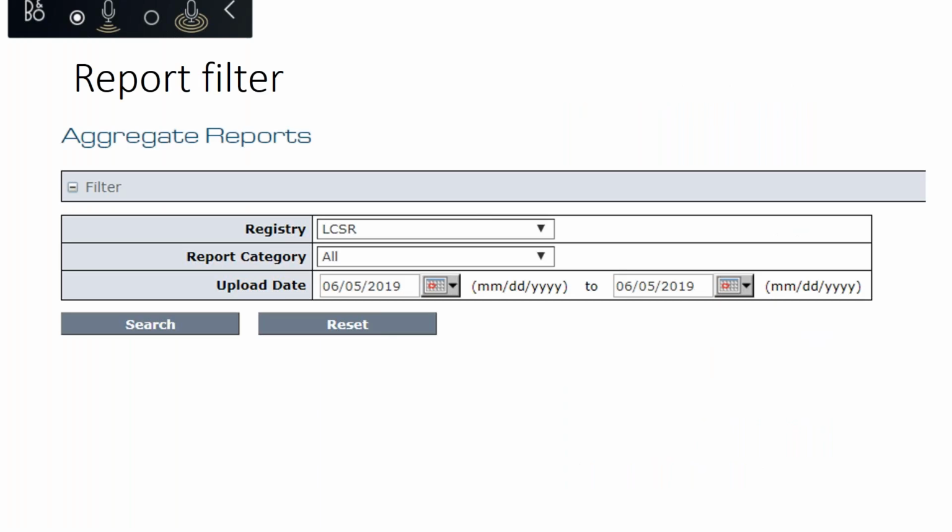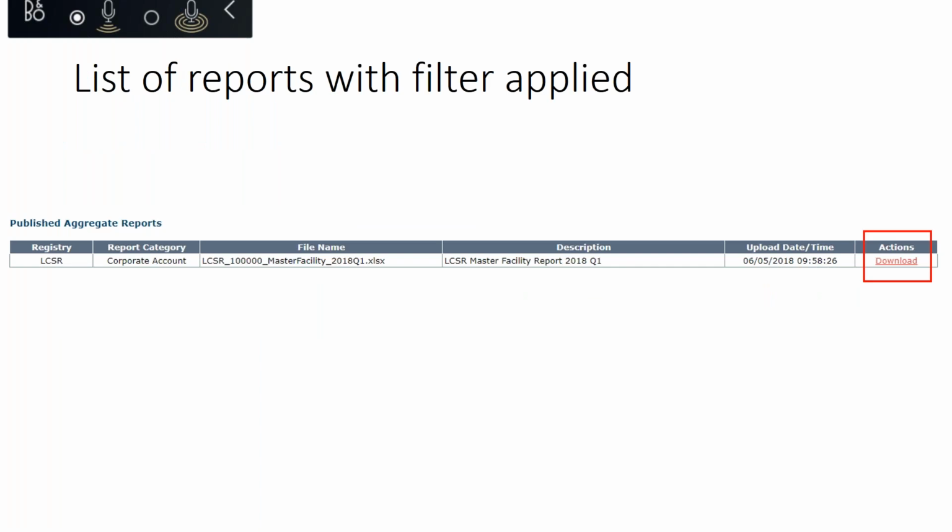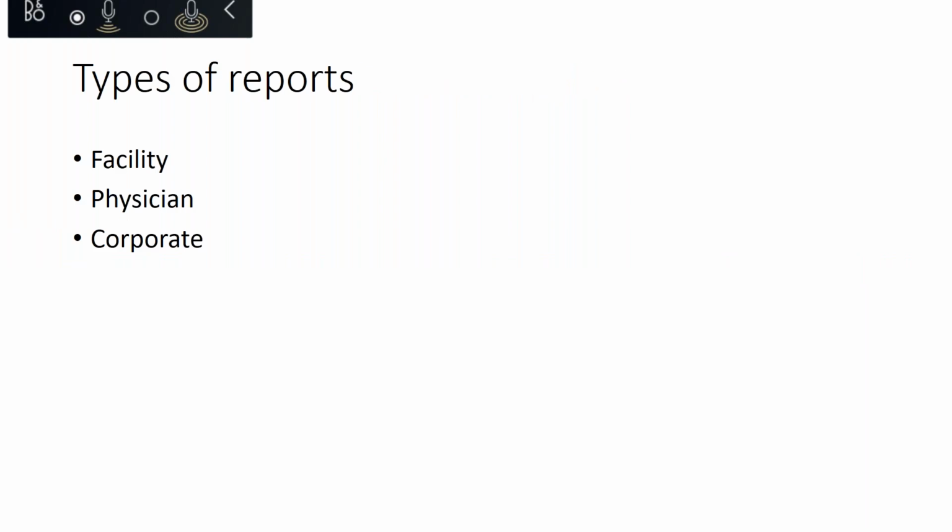You can filter by registry, report category, and upload date. There are 2 report categories, facility and corporate account. A facility report includes data from one facility only. A corporate account report shows data from all facilities belonging to a specific corporate account. You'll see the registry, report category, file name, description, and upload date for each report. You can click the red download link to view and download them.